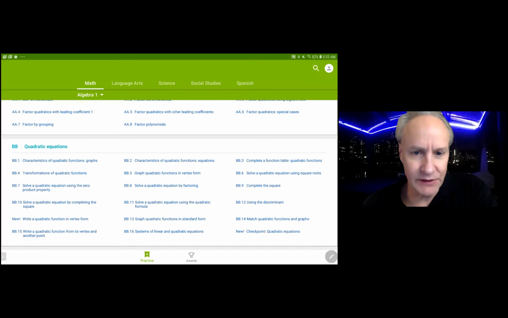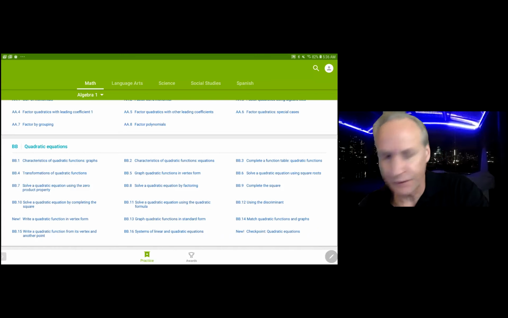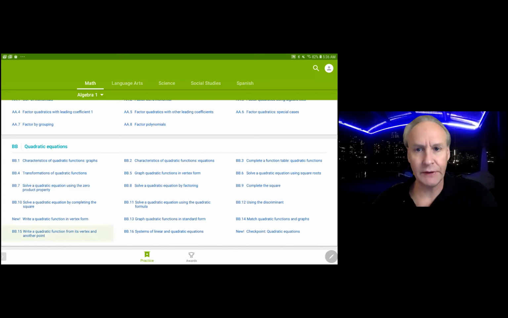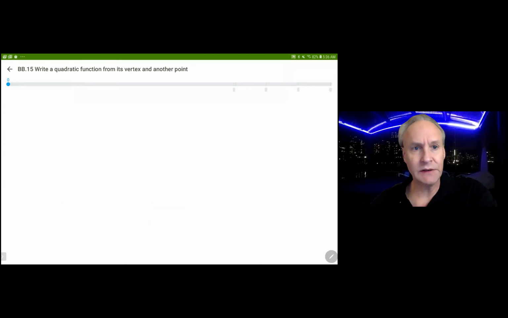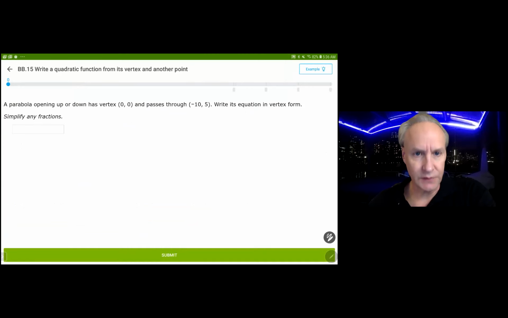We're going to be doing BB.15, which is to write a quadratic function from its vertex and another point. There's a bunch of ways of looking at this, but I'm going to start out by making a connection with the point slope form that you're probably familiar with. Now, you may not have been taught it this way in your class. You might have used HK, and I'll make that connection on the next problem.